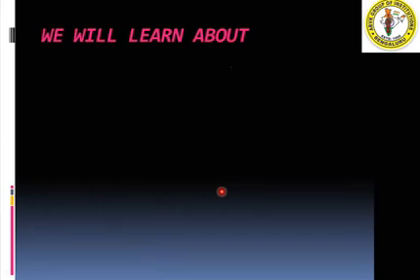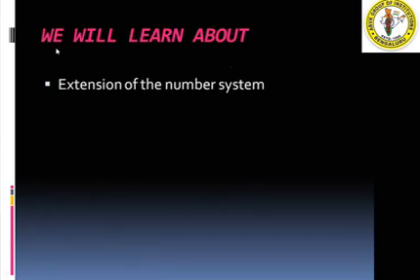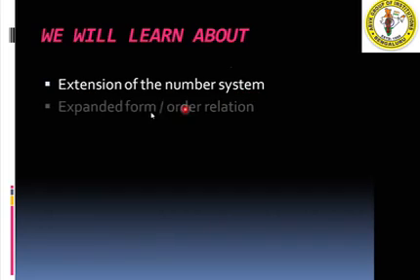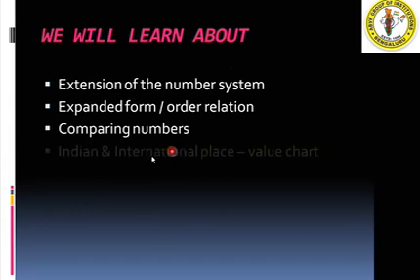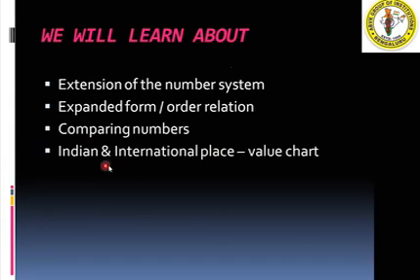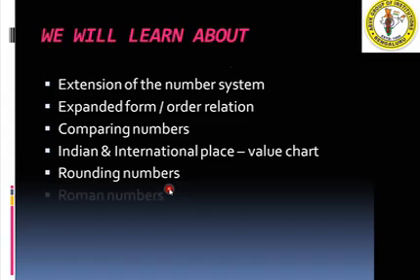Okay, so next, what are we going to learn in this chapter? First, extension of the number system. Next, expanded form or order relation. Next, comparing numbers. Next, we are going to learn the Indian and international place value chart. Next, rounding numbers, and at last we are going to learn about Roman numbers.